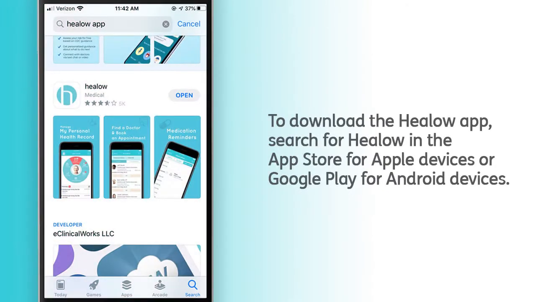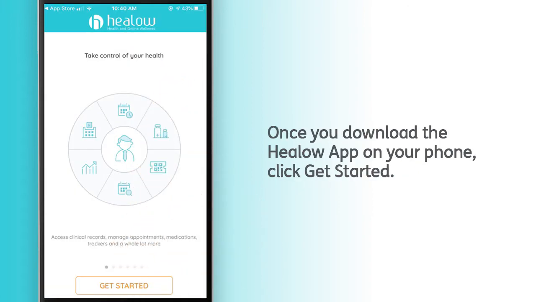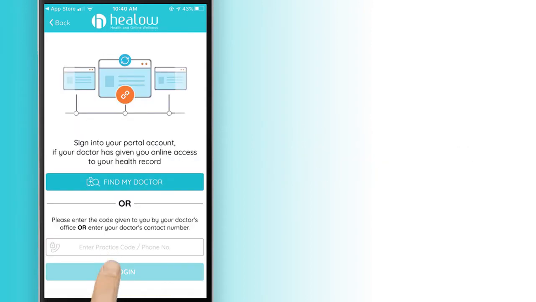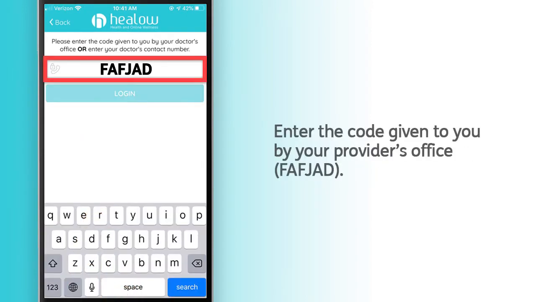To download the Helo app, search for Healow in the App Store for Apple devices or Google Play for Android devices. Once you download the Helo app on your phone, click Get Started. Enter the code given to you by your provider's office.